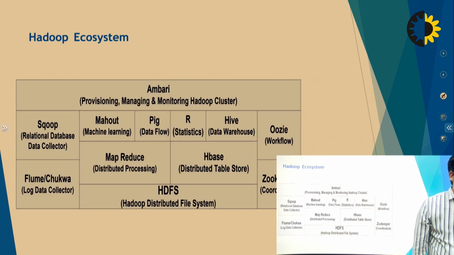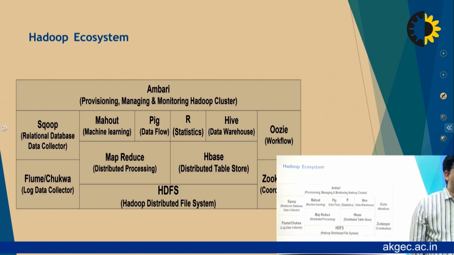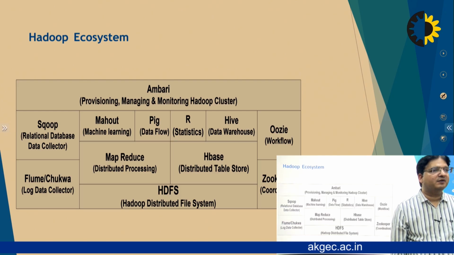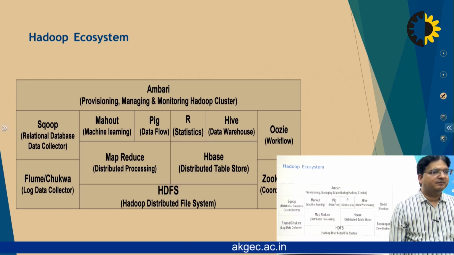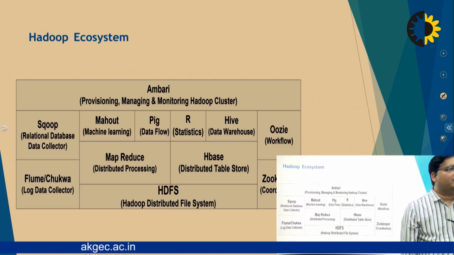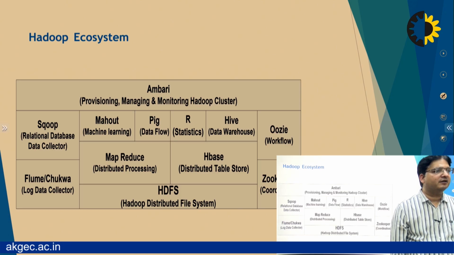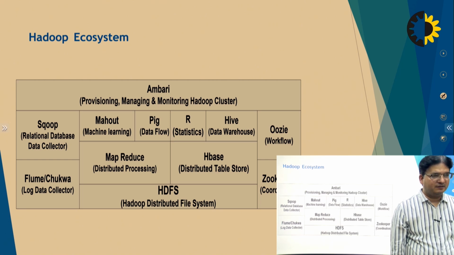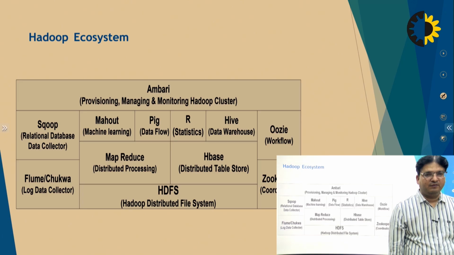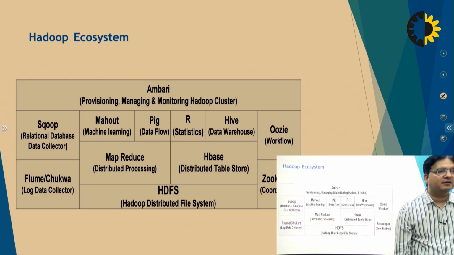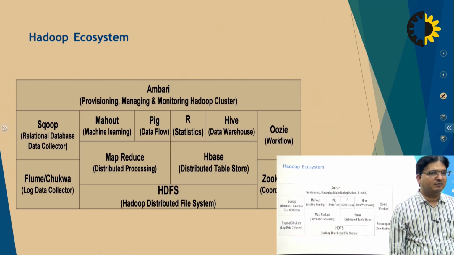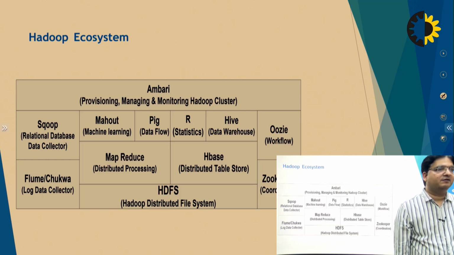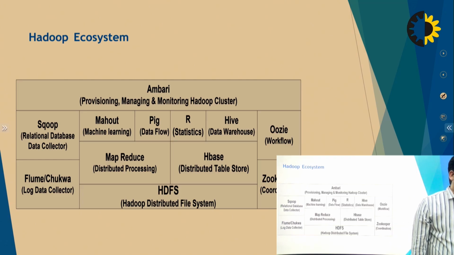This is the ecosystem of Hadoop. At the topmost we have Ambari, which is for provisioning, managing and monitoring the Hadoop clusters, and the core is HDFS and MapReduce. Then Sqoop and Flume are there. Sqoop is basically for the relational database, and Flume and Chukwa are for log-related data collection. And HDFS is for storage management. The storage part is taken by HDFS. We can use various HDFS commands, CLI or Java interfaces. And for processing, we can use MapReduce or we can use Spark also.